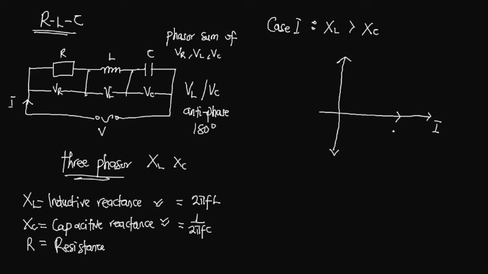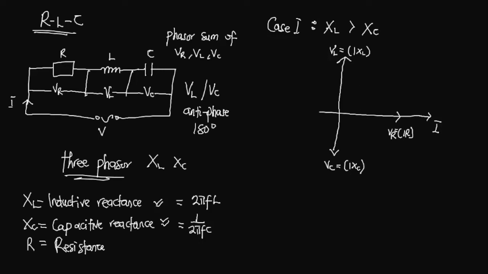So we have our VR over here, which is equal to IR by Ohm's law. And then at the top over here, we have our VL, which is our inductive voltage, which is equal to the current multiplied by the inductive reactance. And then we have our VC over here, which is equal to current multiplied by the capacitive reactance.